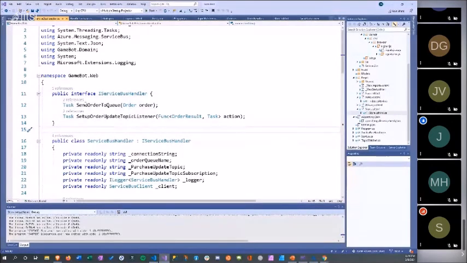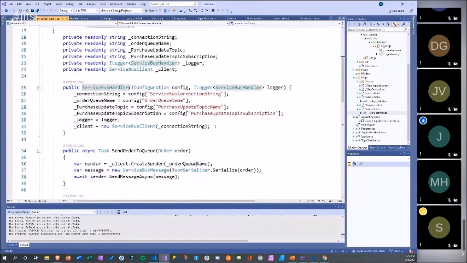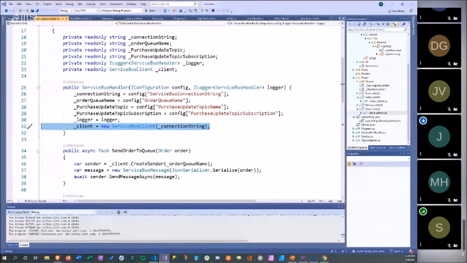So in this case, we have two methods on this handler. We have one to set up our topic listener, which we'll talk about later, and we have one to send the order to the queue. If we come in here, the big thing we're doing is creating a service bus client in our constructor using the connection string, which we get from our config value, which comes from the data that we had in the script and in the portal. So we throw in our connection string and we get a client.